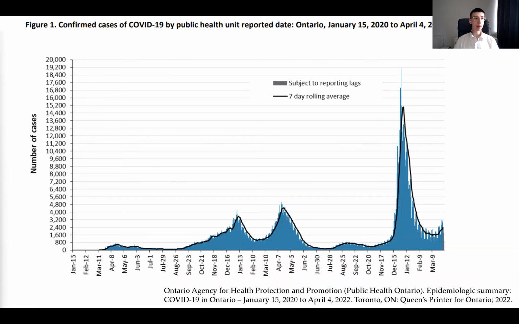To set the stage here first with context, our work is primarily focused in Ontario, and that's been the primary geographic region of our team's work. The figure shown here is the confirmed cases of COVID-19 by date of report. You will see an increasing trend in the recent few weeks, and you'll also see each distinct wave of cases.